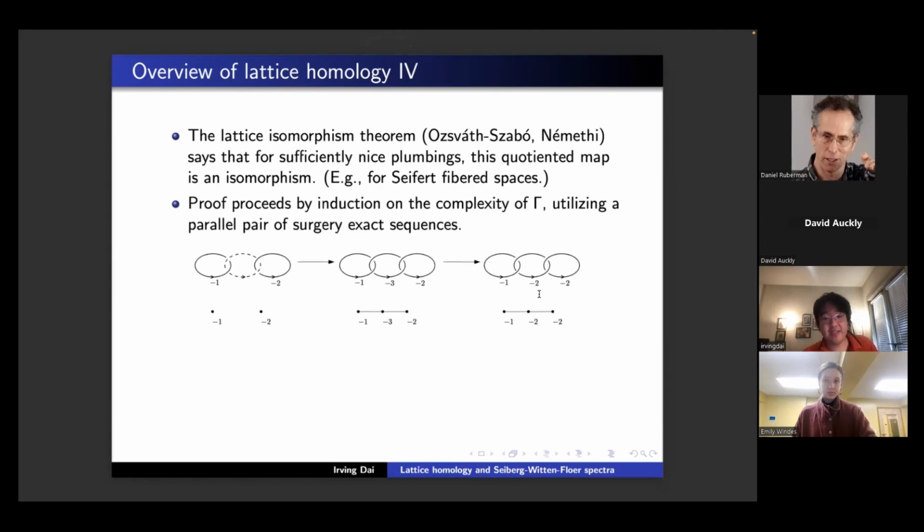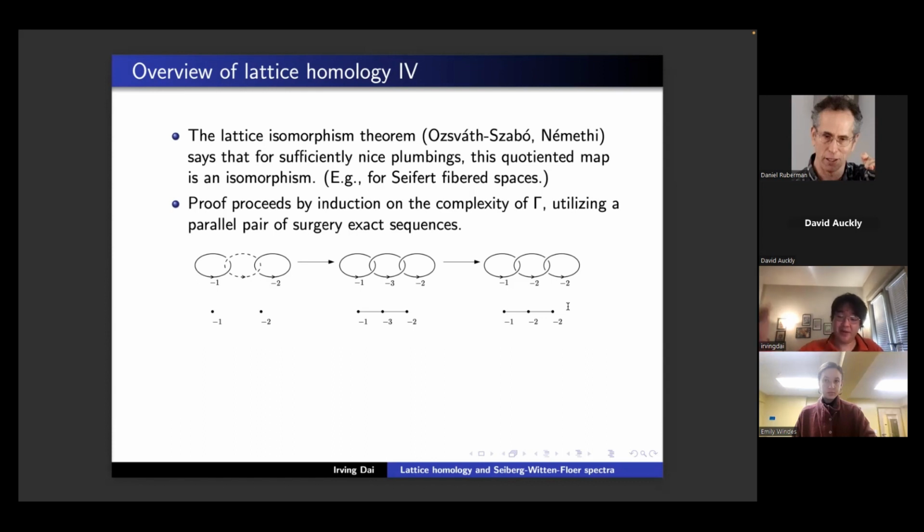So what you could imagine is that somehow, if I could have three different plumbing graphs, I've sort of drawn these here down in the bottom. You can imagine that I have three different plumbing graphs, and the lattice homology objects I write down for the different plumbing graphs fit into some combinatorially defined exact sequence. Okay. And then you essentially prove that, because Seiberg-Witten-Floer homology also fits into some sort of surgery sequence, you proceed via some induction on the complexity of the graph.